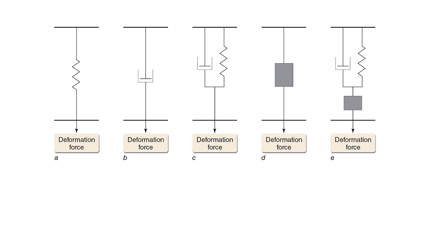A perfectly elastic material would be shown on the left, and that could adequately be modeled as a spring. You deform it and it springs back into position. Figure B represents a perfectly viscous material. That is more appropriately modeled as a dashpot, or some sort of piston in which a fluid is being pushed through a cylinder.